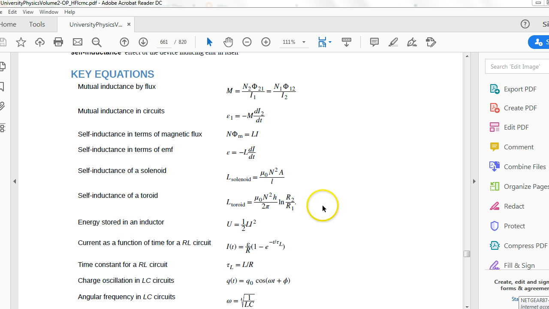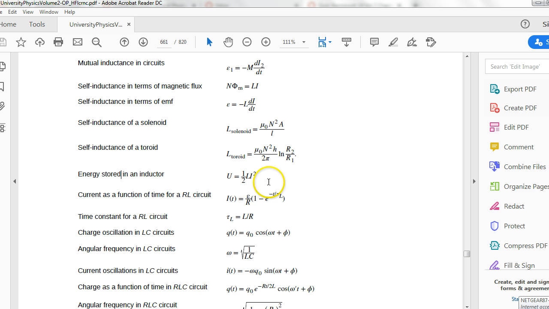You can just tune the inductance a little bit better in a tight space than you can with a straight solenoid. Energy stored in an inductor is 1/2 times the inductance times the current going through it squared. You can think of that as being stored in the magnetic field created by the inductor.